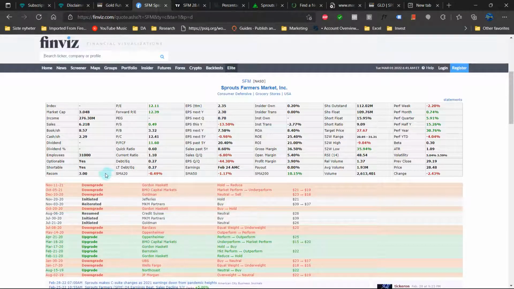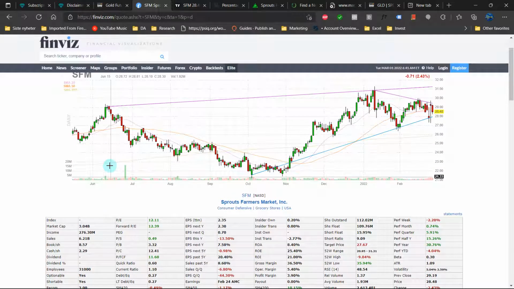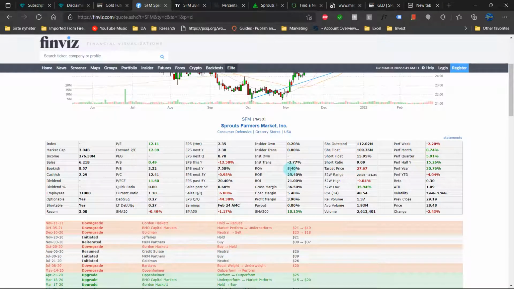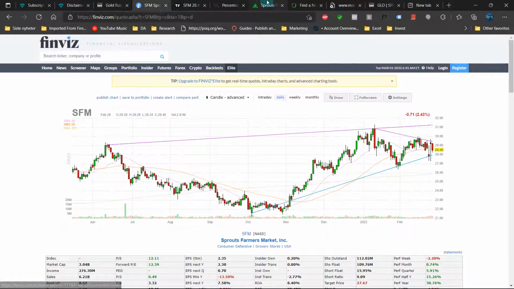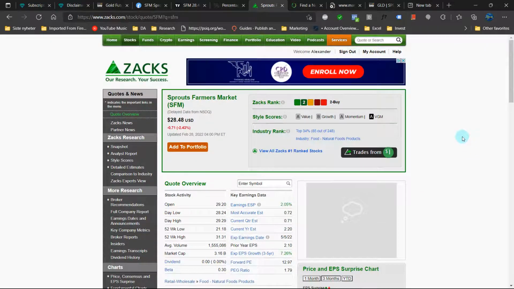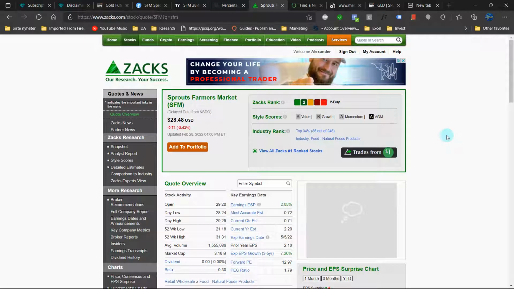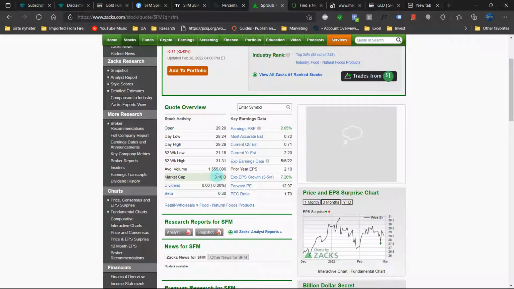The interesting thing about this stock is that options are available. So there are ways to put on a bearish position and, you know, be right even if you are wrong, because through options you can benefit from the time decay of options. But okay, anyway, let's just look here at the fundamentals. So Zacks is definitively feeling tremendous love for this stock. Number two, buy; A value, B growth, A momentum. Industry rank top 34%. Category: food, natural food products. There is no dividend, $3.2 billion in market cap.